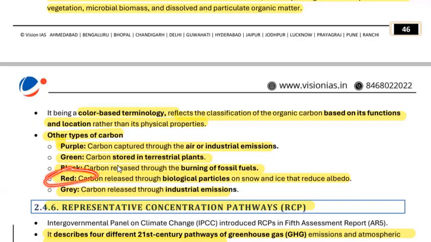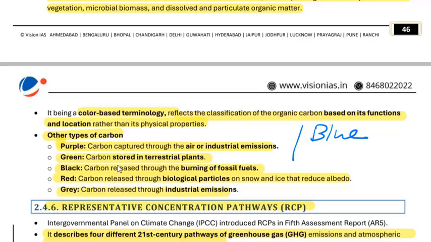What is red carbon? Carbon released through the biological particles on snow and the ice that reduce albedo. Next is grey carbon. Carbon released through the industrial emission is called grey carbon. So don't confuse the word grey and purple. Grey carbon is the carbon released through the industrial emission, and purple carbon is carbon captured through the industrial emission. Which is released into the atmosphere through the industrial emission is the grey, and which is captured is known as purple.